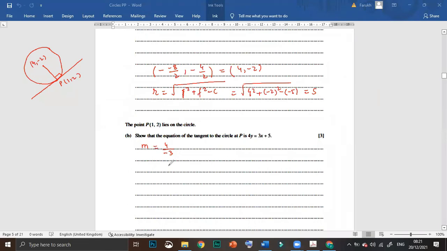As the radial line and tangent line are perpendicular, the gradient of the tangent line is 3 over 4, the negative reciprocal. One point of the tangent is (1, 2) and the gradient is 3 over 4. So the equation of the tangent is y minus 2 is equal to 3 over 4 into x minus 1.